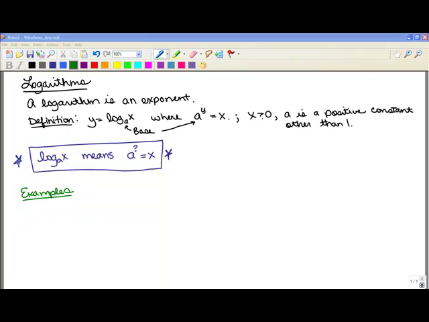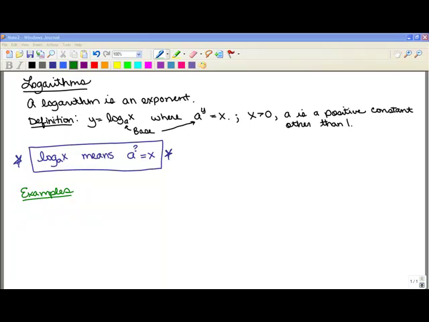X must be a number greater than 0, or positive, and the base a is a positive constant other than 1. So in other words, a logarithm with the base of a of x means a to what power equals x. This is the form that we'll use when we work problems.